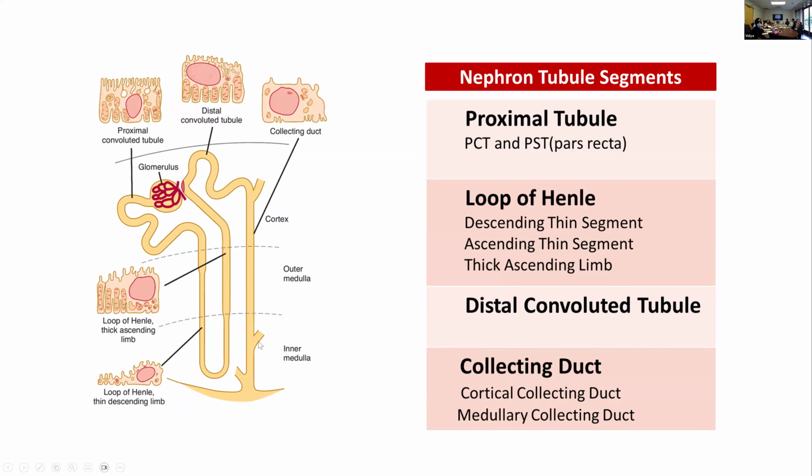So though it is a continuous tubule structure, in each segment the cell type is different. And this is very important, because each segment has a different function in concentrating the urine.